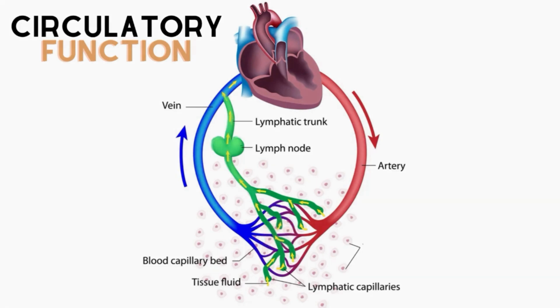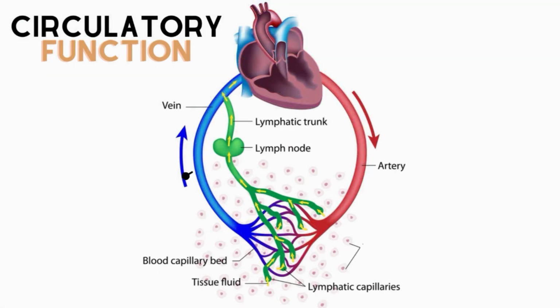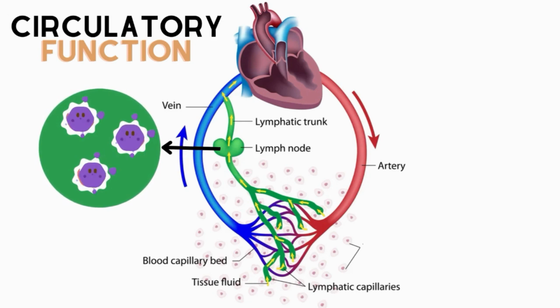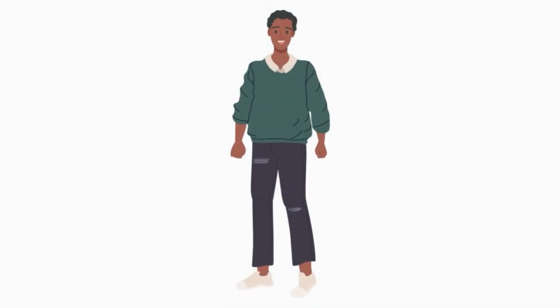This is where the lymphatic system comes in. It drains the excess fluid and returns it to the circulatory system. As lymph moves through the vessels, it passes through lymph nodes, and the white blood cells made in the lymph nodes filter out germs and destroy them. The clean lymph and white blood cells move throughout the body and help fight infection.